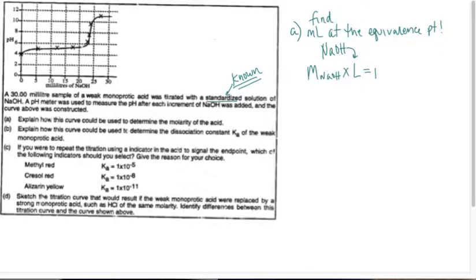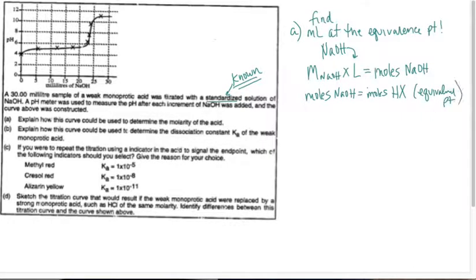Moles of NaOH. Why do we care about that? Yeah, that is the same as the moles of the acid. Because we're at the equivalence point, the moles of NaOH is equal to the moles of, I'm just going to call it HX because we don't know what monoprotic acid it is. The moles of HX, because we're at, like I said, the equivalence point.